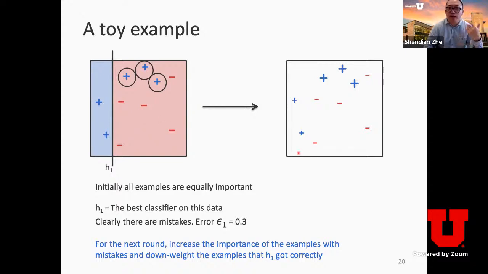Why? Because in the next round, we want to prevent the same mistake made by H1 again. That's why we want those misclassified training examples in the previous round to be more important. Meanwhile, because the remaining examples have already been correctly classified, they are not that important. So we're gonna downweight them. Okay. So this is the key idea.